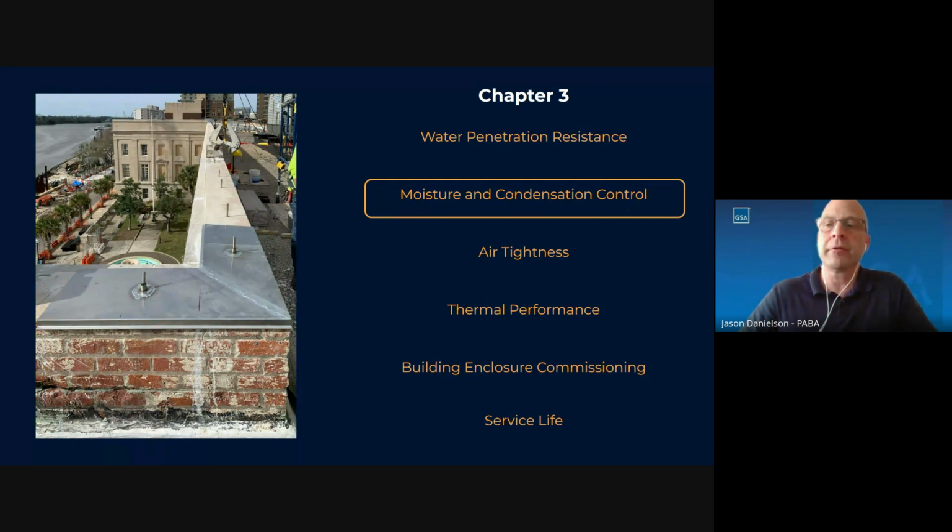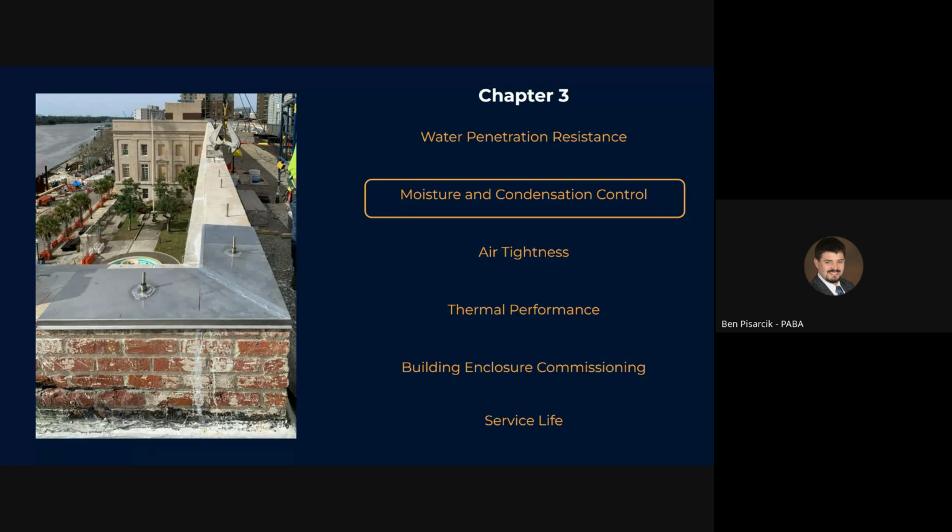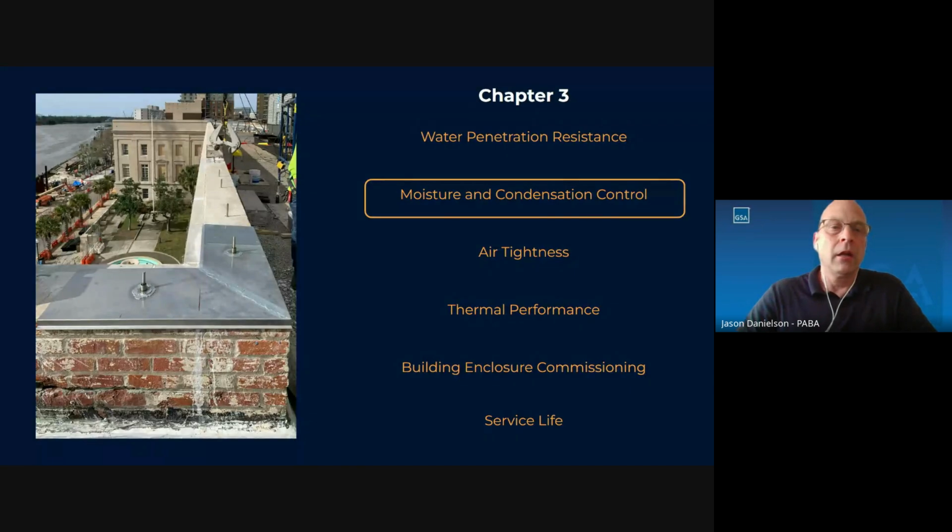water penetration resistance. If anyone has any questions at this point, we can also have questions at the end too. So currently there are no questions. Okay, great. Jump right into moisture and condensation control.